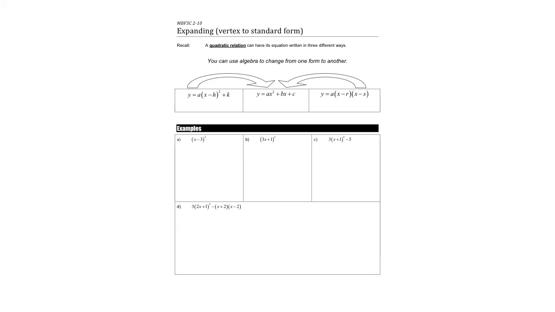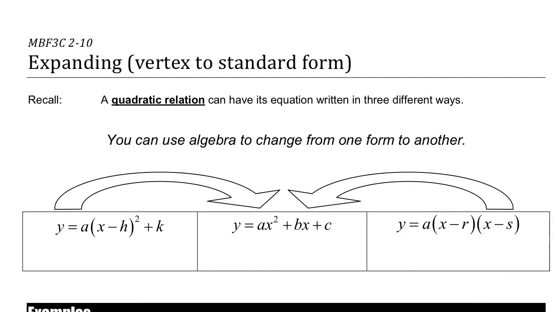Hello everyone. Before we get to this lesson, please take out this handout found in your Spiral 2 notes. We're talking about quadratic relations. In the last lesson, we looked at changing factored form to standard form. Today we're looking at changing vertex form to standard form.